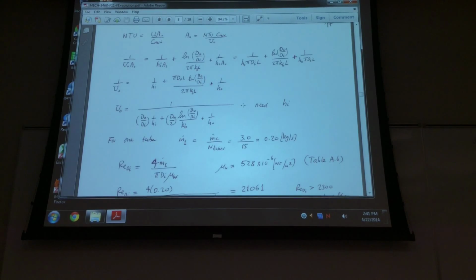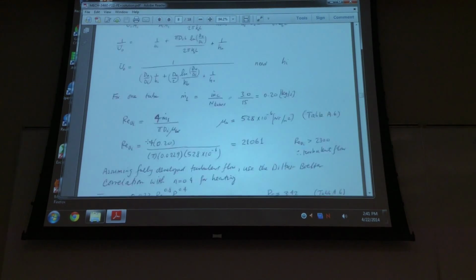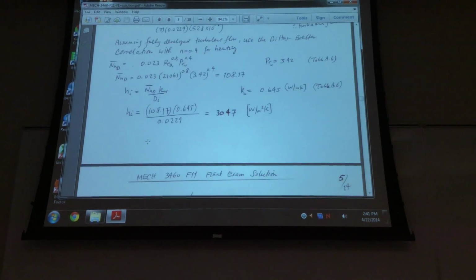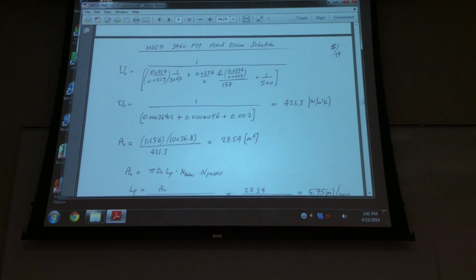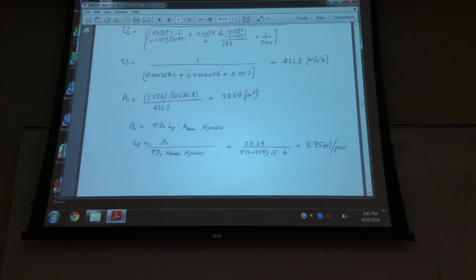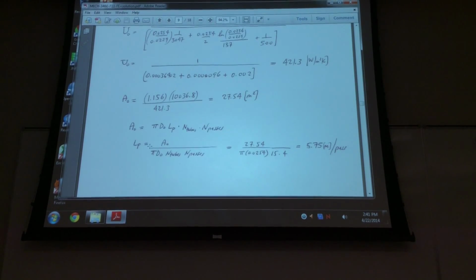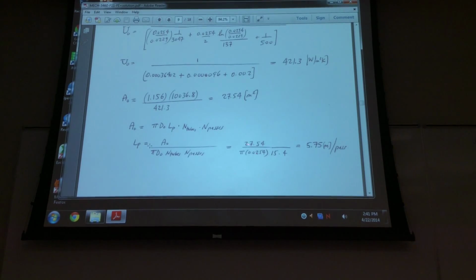I guess the difference of 0.1 still had me a little bit nervous. Oh, well, how was your Reynolds number? Did you get the same Reynolds number? Yeah. Pretty much everything was the exact same. My h was the same. 3047? Yep. Your answer is 5.75 and mine was 5.6. So I guess it would probably be just my calculations.